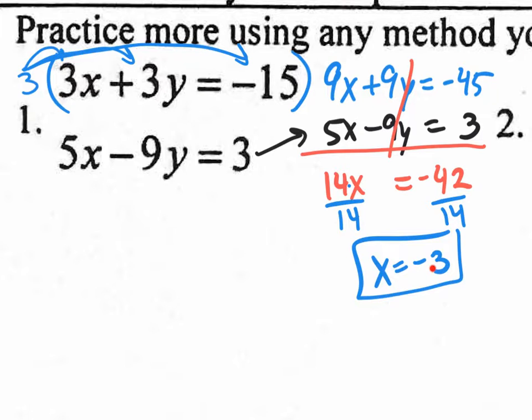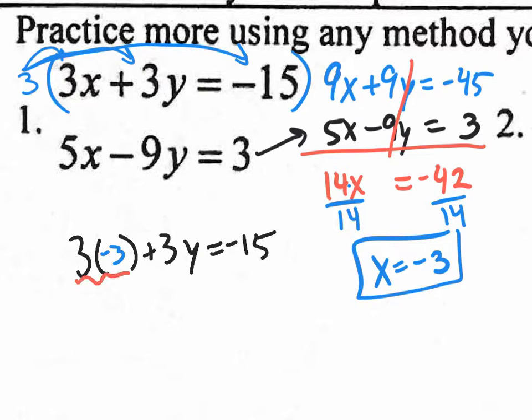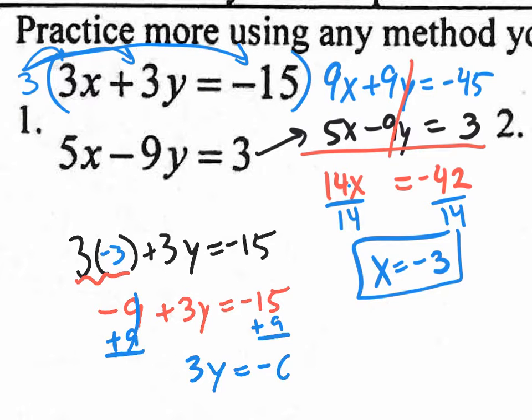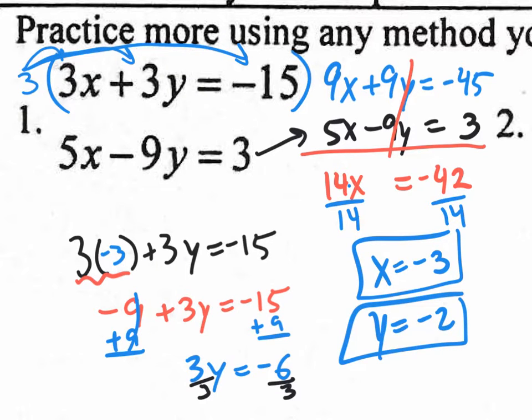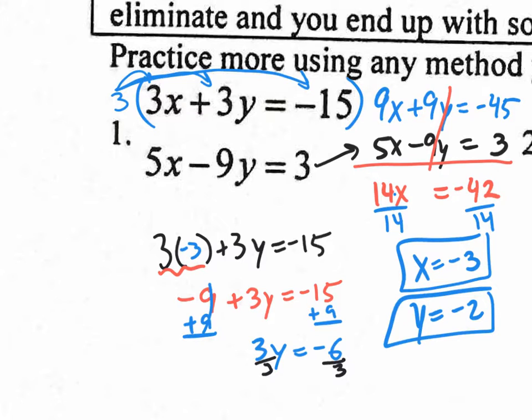So when we plug in negative 3 back into which one, top or bottom? Top. Okay, so on the top, it's going to read 3x plus 3y equals negative 15. Plug in that negative 3 right there. You're going to have negative 9 plus 3y equals negative 15. Get rid of the minus 9 by adding 9. Adding 9, you end up with 3y equaling negative 6. Final step would be to divide by 3, giving you a final answer, y equals negative 2. So your entire answer to this first system is negative 3, negative 2.